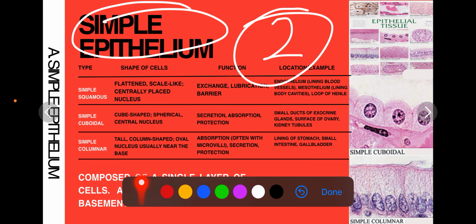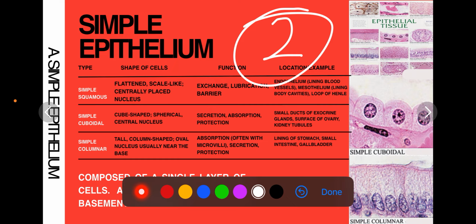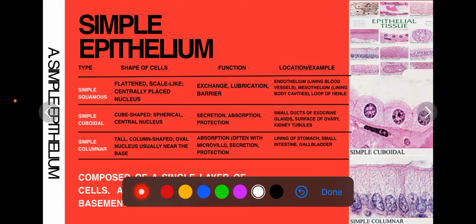So the simple epithelium is composed of three types. The first type is the simple squamous. And you have to notice here that for the simple epithelium subcategory or subdivision, you have to mention the word simple, so we can understand what you are talking about. Here, simple squamous, simple cuboidal, simple columnar. You have to mention it's simple.